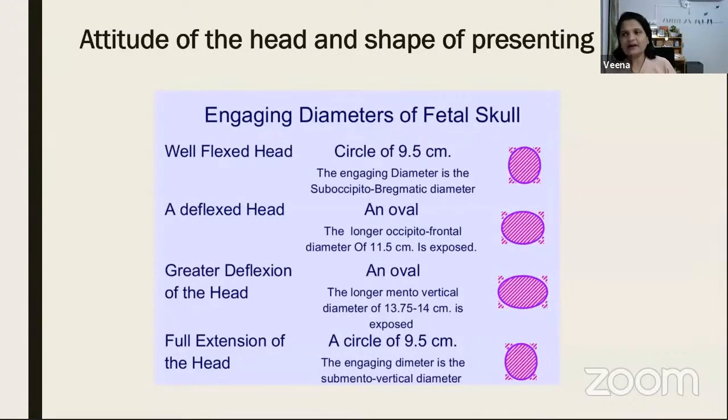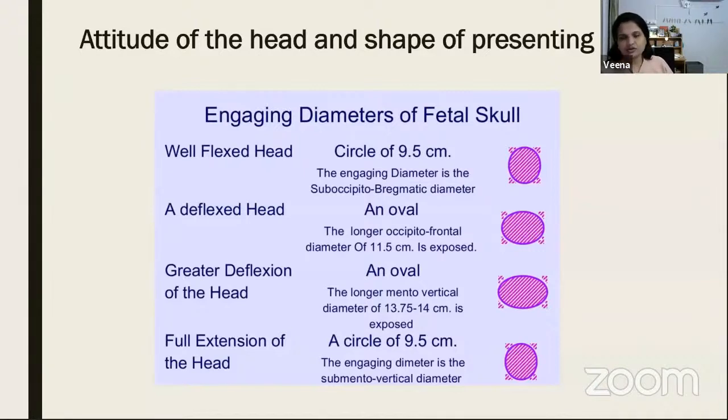The presenting part is what overlies the cervix. Whichever part is just pressing on the cervix is the presenting part. Every presentation will have a denominator. The denominator in vertex is the occiput. In face it is the mentum. Everything will have a presenting part and a denominator. The relationship of the denominator with the different quadrants of the maternal pelvis is the position. The most common position is LOT.